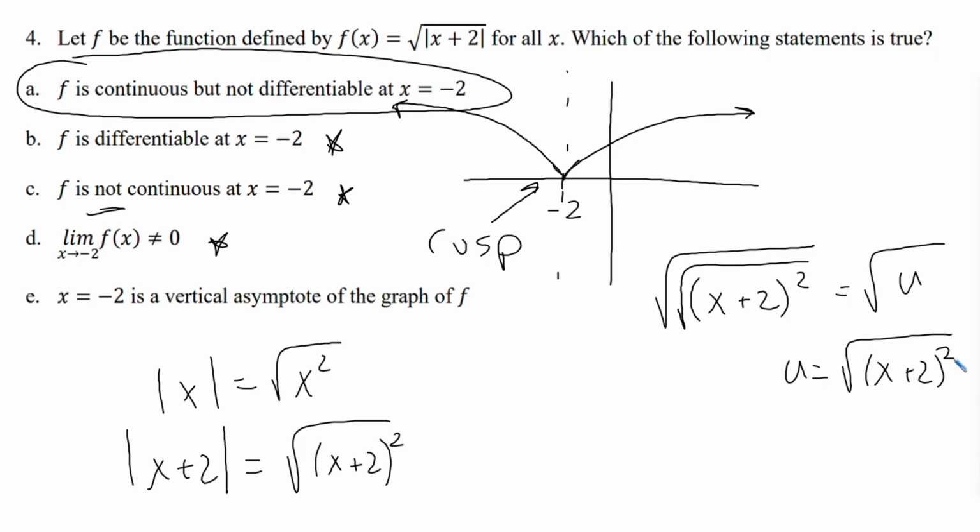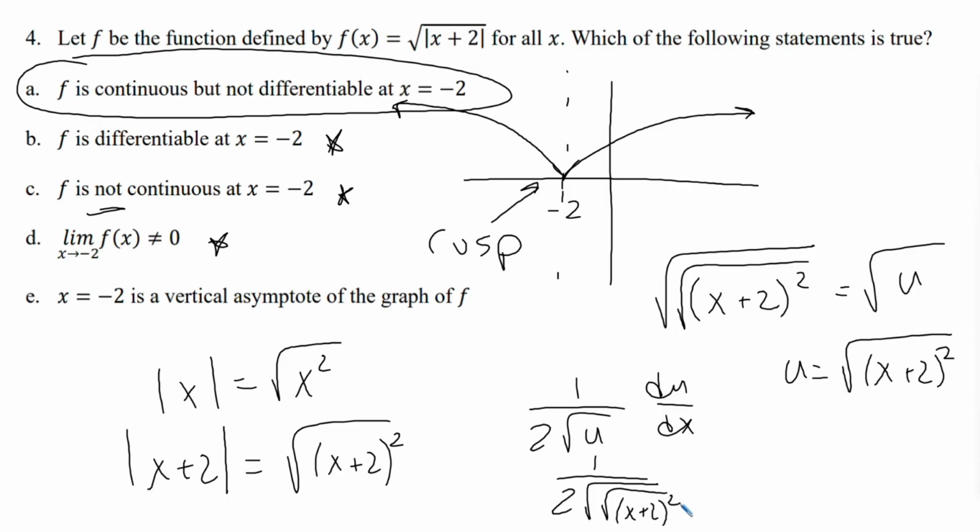Now, that's a chain rule derivative. We do 1 over 2 root u times du dx. I'm not even going to bother to find du dx, right? If I put in u here, I have 1 over 2 root u, which is root (x plus 2) squared. Well, we can immediately see that in our derivative, which still would have a du dx here, we would see that that derivative is going to be undefined when x is equal to -2. And so that also tells us that this function is not differentiable at -2.